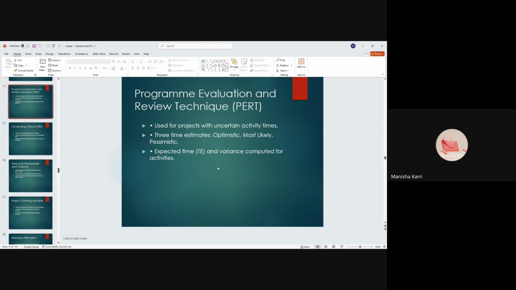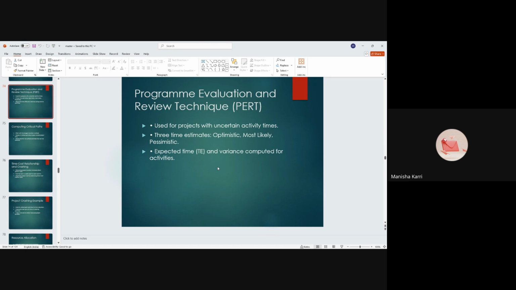So, handling uncertain activity times means PERT is used when there is uncertainty in how long each task will take. This is common in research and development or any innovative projects where time estimates are not always precise. Instead of a single fixed duration for each task, PERT uses three different estimates to account for variability.